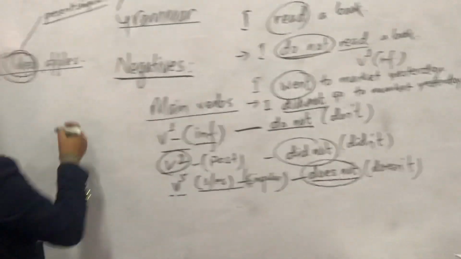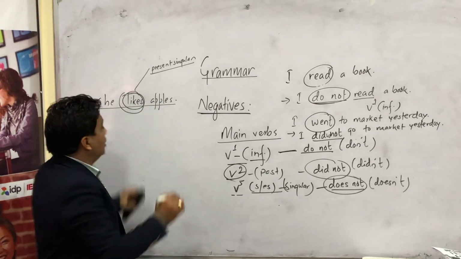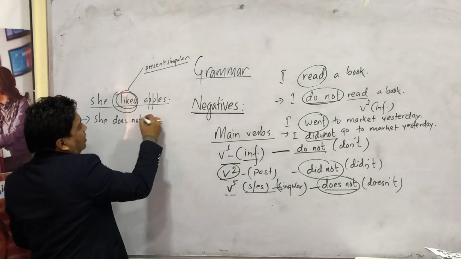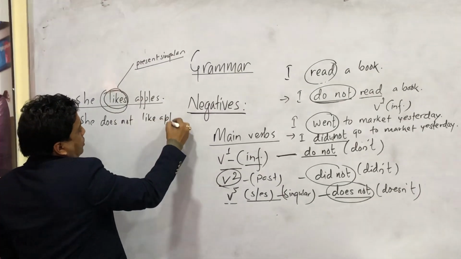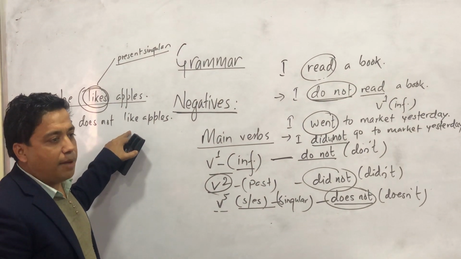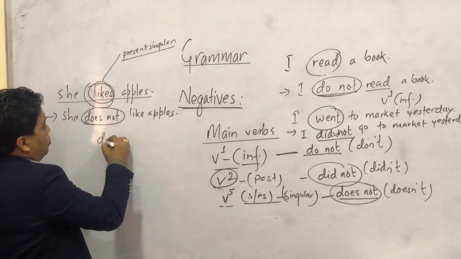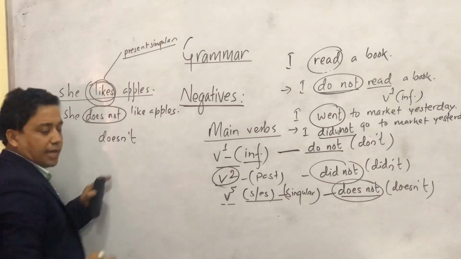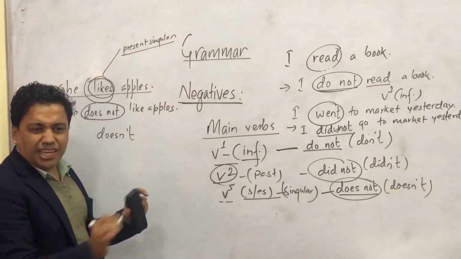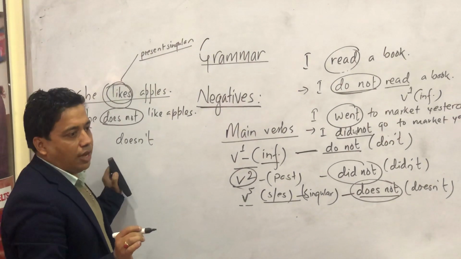Or doesn't, right? So how can you change? What will be the negative of this sentence? Now you can use She does not like apples. Say again. She does not like apples. Or if you want to use the contracted form of this, you need to use doesn't. Say again. Doesn't. She doesn't like apples. Say again. She doesn't like apples.